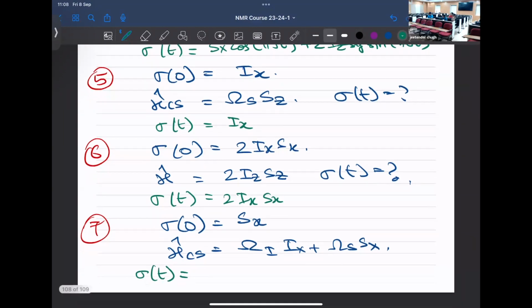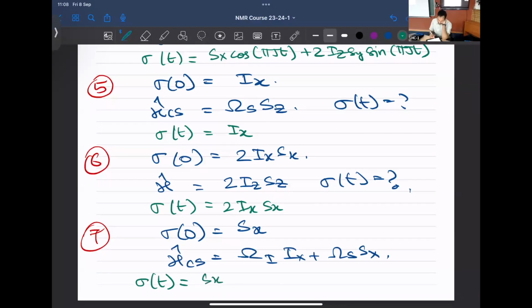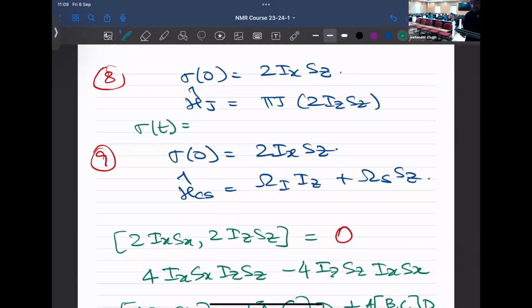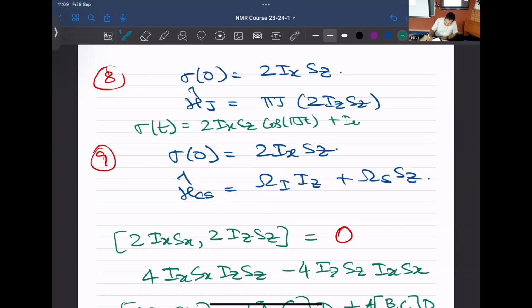Sx of Sx of? It's only Sx. So only Sx. Very good. Okay, this does not make much sense as a Hamiltonian. We will never be able to generate a omega is Sx if I remember correctly, but it is just given as an exercise. Okay, next one. 2Ix Sz cos pi Jt plus Iy sin pi Jt.